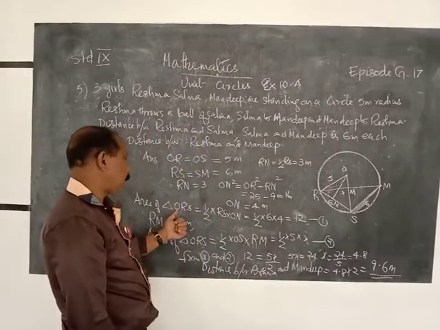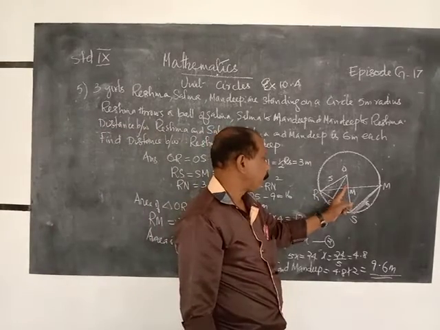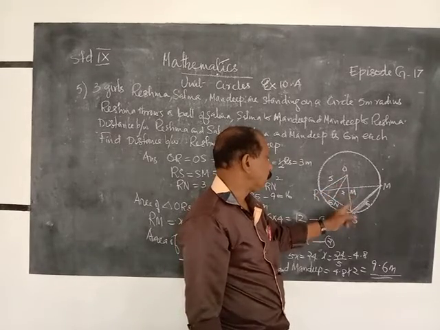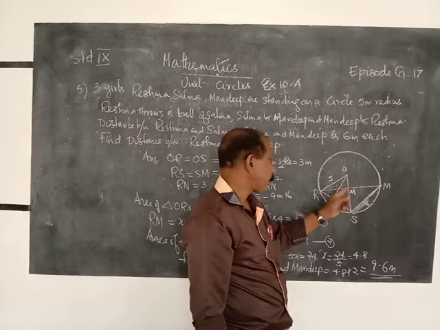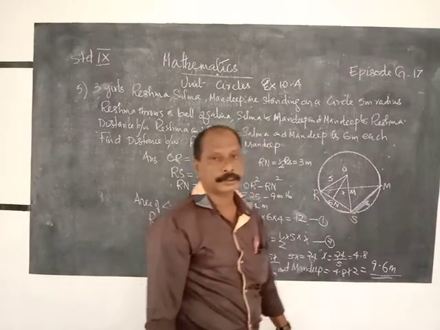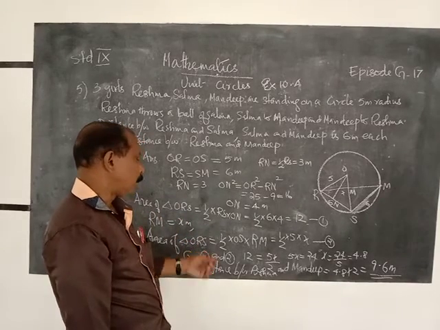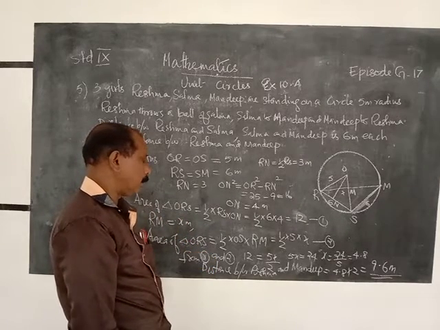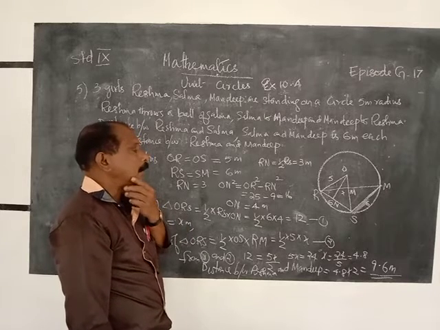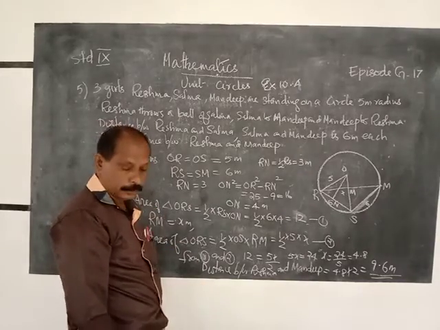Therefore, area of triangle ORS, let us assume that RM is equal to x. This is perpendicular. Therefore, area of this one is half into OS, that is 5, into RM, that is x. Therefore, 5x by 2. And these two are equal, therefore 12 is equal to 5x by 2, therefore 5x is equal to 24, therefore x is equal to 4.8. Therefore, the distance between Reshma and Mandeep is twice of that x, it is 9.6 meters.